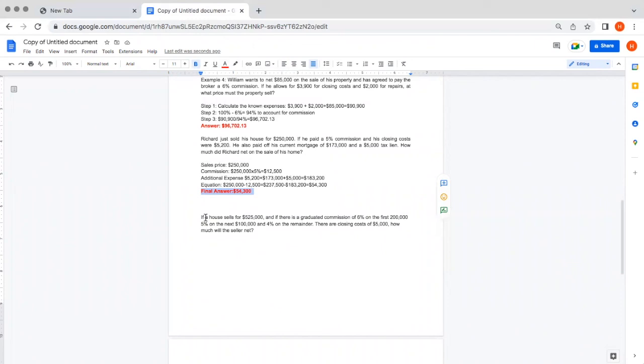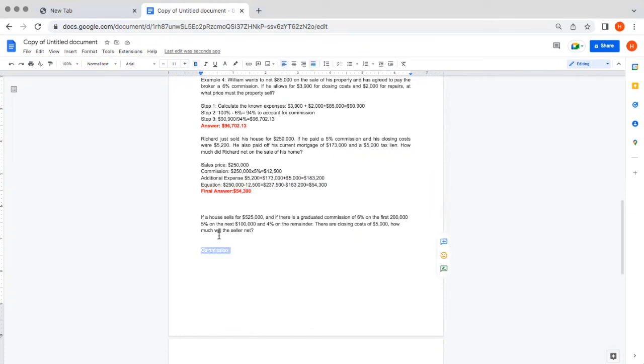Let's read it. If a house sells for $525,000, and there's a graduated commission of 6% on the first $200,000, 5% on the next $100,000, and then 4% on the remainder, and there are $5,000 in closing costs, how much would the seller net? And we're just dealing with commission and closing cost.